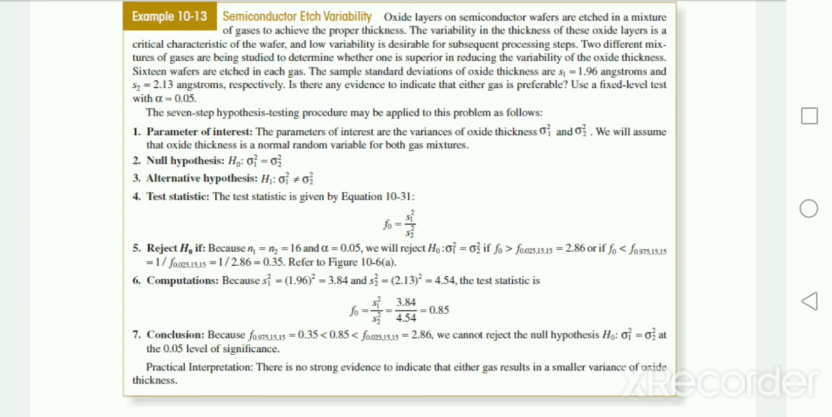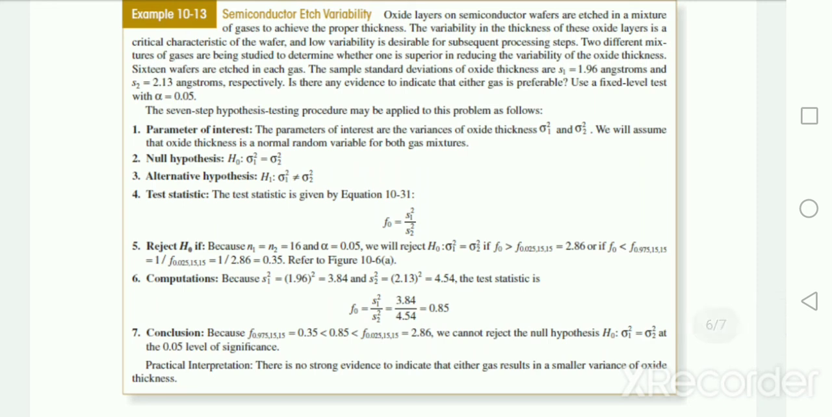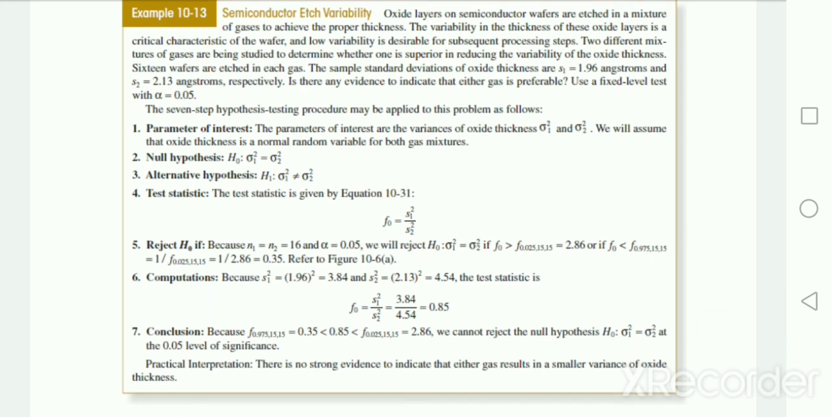And in the null hypothesis we have both equal, that is sigma 1 square equals sigma 2 square. The parameter of interest is the effectiveness of both gases. But the given information is only the standard deviation and sample size, so we take the parameter of interest to be the difference in variance. That is, the parameters of interest are the variances of oxide thickness, sigma 1 square and sigma 2 square.